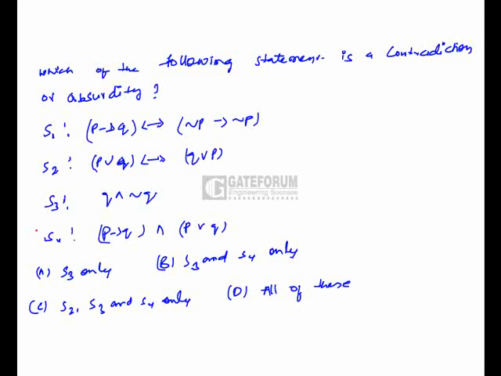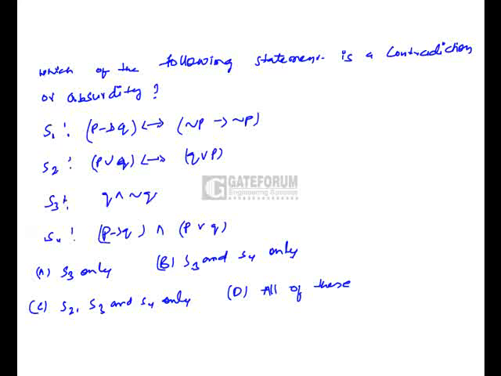Following statement is a contradiction or absurdity. Here four compound statements are given and we have to identify the statement which is contradiction. Contradiction is nothing but a compound statement which is always false. That means if we construct the truth table for that compound statement, all the entries will be false. That type of compound statement is called a contradiction.